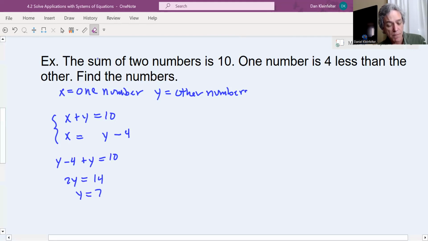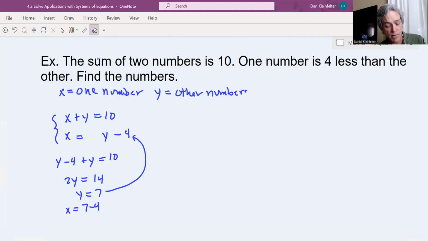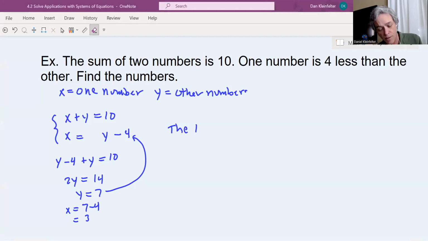Okay, back substituting. X is Y minus 4. So that means that X will be 3. The two numbers.